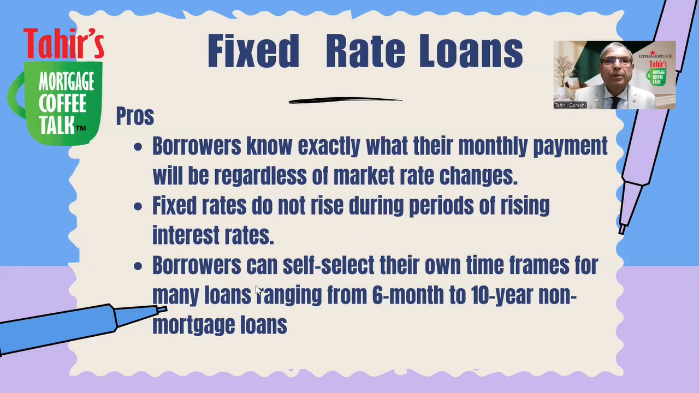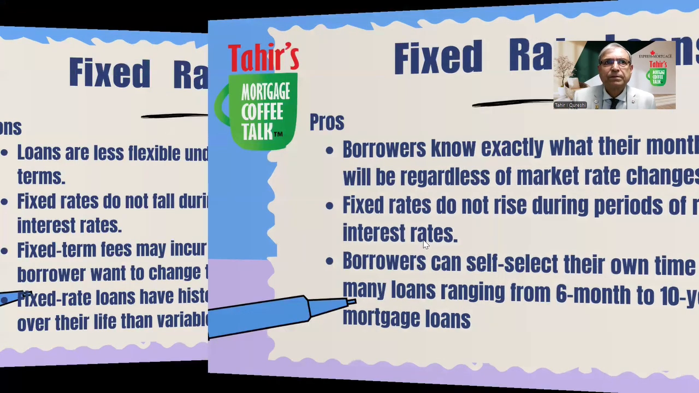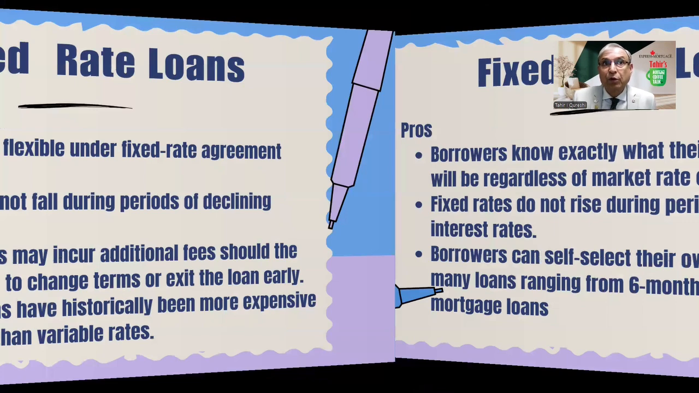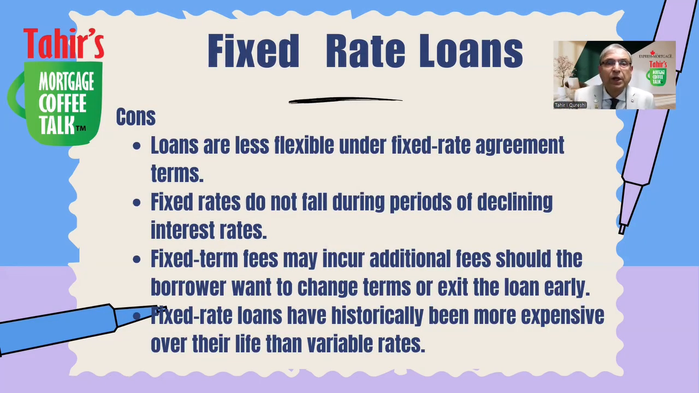So the borrowers, okay, you have a term that you can negotiate. Let's talk about fixed rate loans again. Those are pros, these are cons. Loans are less flexible under fixed rate agreement terms. That means there is no flexibility. Rates are fixed during the terms of the agreement. Fixed rates do not fall during a period of declining interest rates. Let's assume you have a high rate and now interest rates are going down. Your interest rate will not go down because you have fixed it.